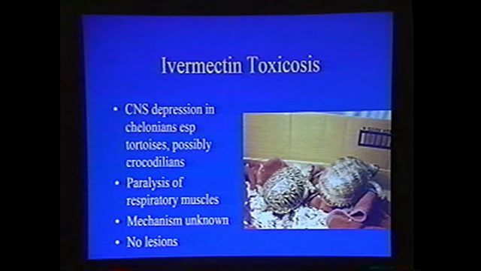Ivermectin toxicosis occurs in chelonians and possibly in crocodilians, and is associated with central nervous system depression and paralysis of the respiratory muscles. The mechanism for this is unknown, and there are no gross or microscopic lesions associated with this disease other than the fact that they are paralyzed or lethargic following administration of ivermectin.